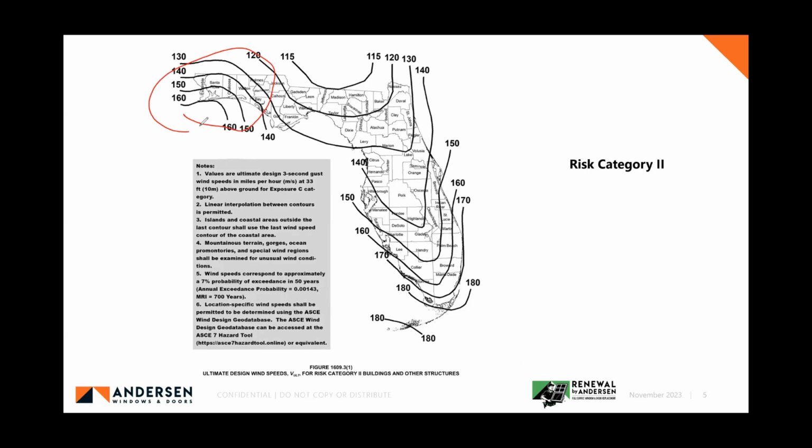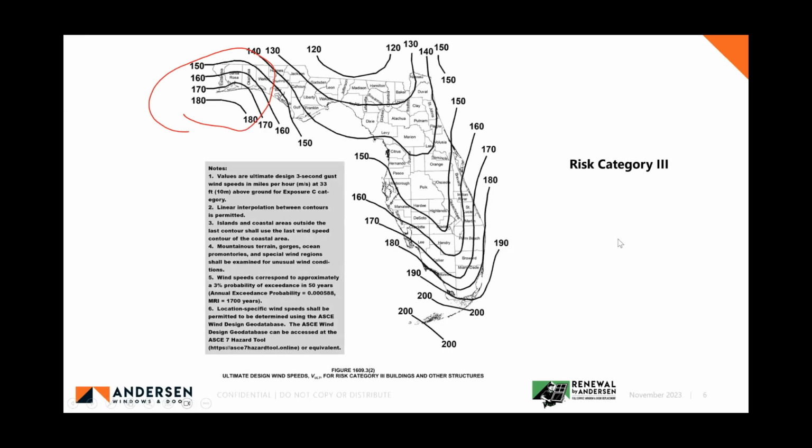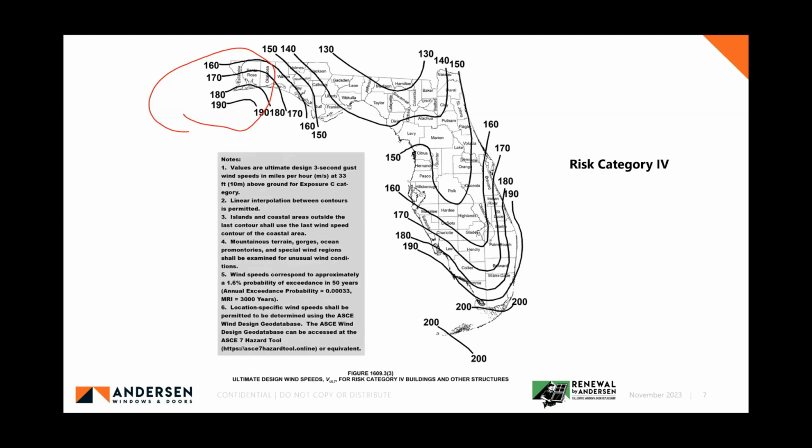So now if we look at risk category 3, kind of the same thing. Wind speeds throughout the peninsula look very similar to what we had before. Up in the Panhandle, things look a little bit different. Same thing for risk category 4.